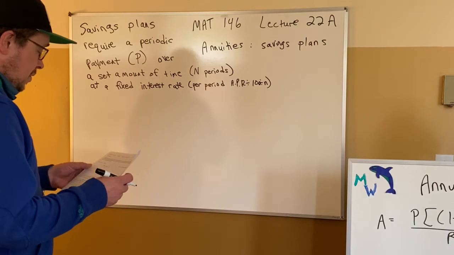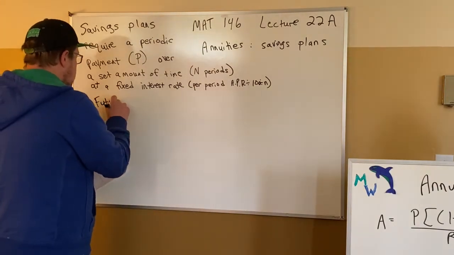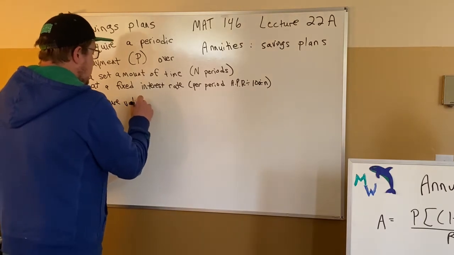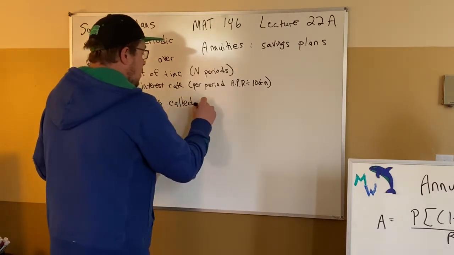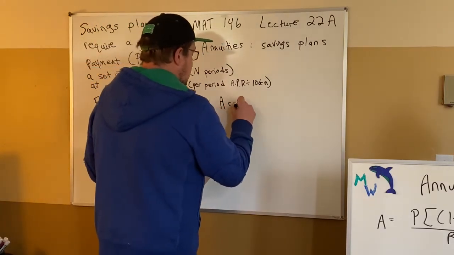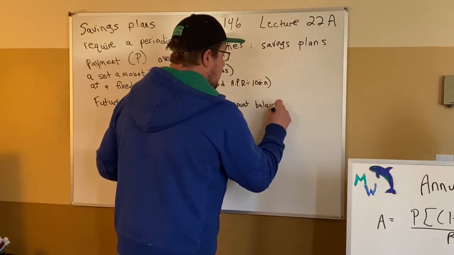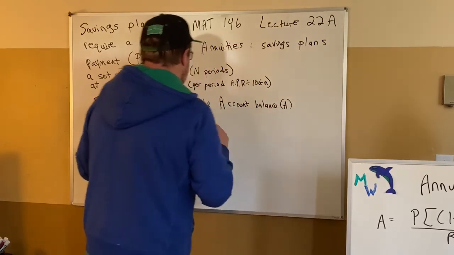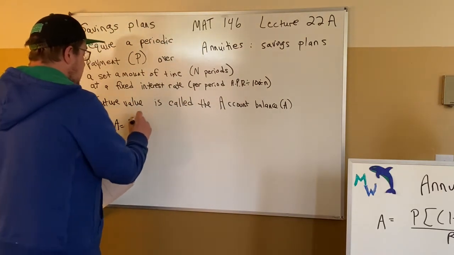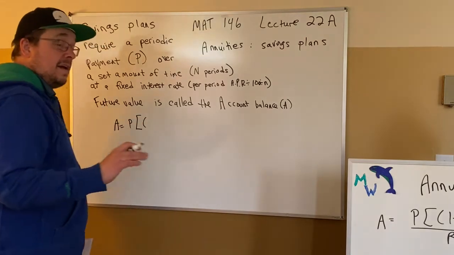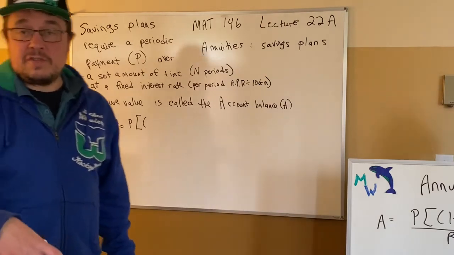And what we're going to do is we're going to find there are two formulas. There's the future value, which is called the account balance. And I capitalized the A because it's going to be A. And our formula is going to be that we have A equals P times, I'm not going to derive the formula for you. I can say, trust me, I could. I can say, don't trust me that you don't think I could.